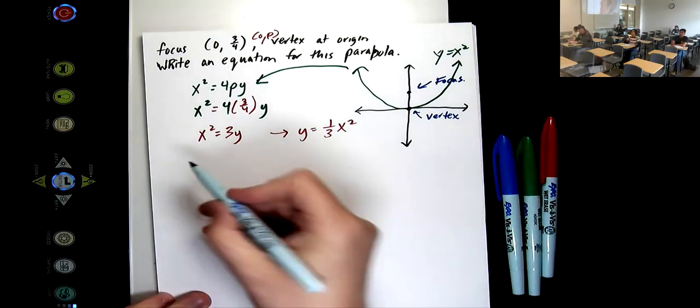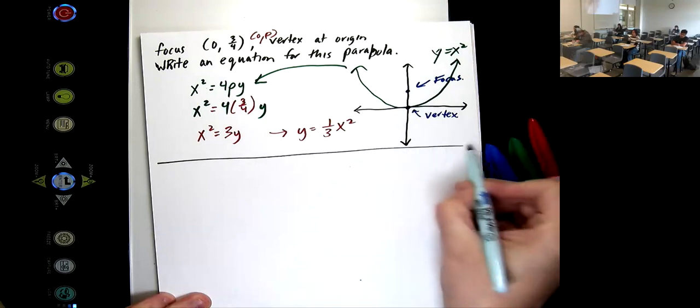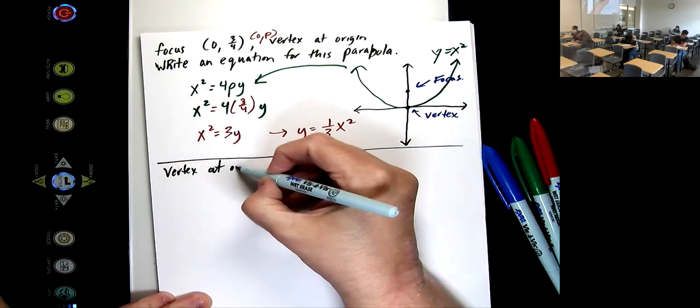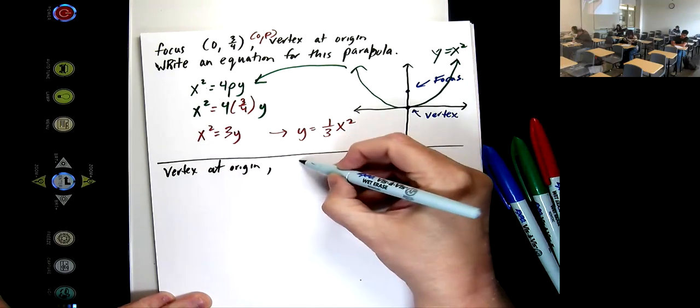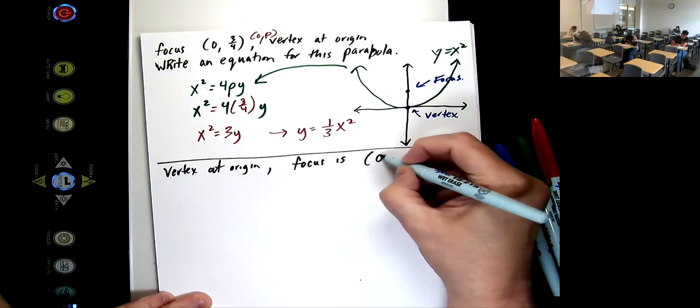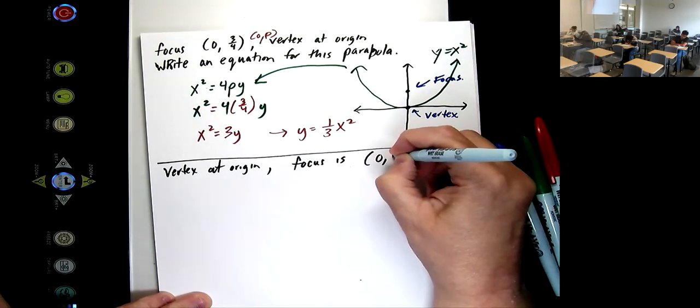Let me give you guys one to try. We'll do the same thing, vertex at origin, and focus is (0, -2).